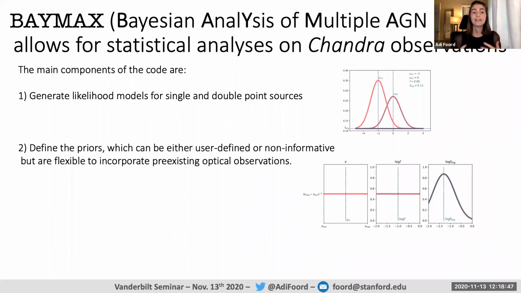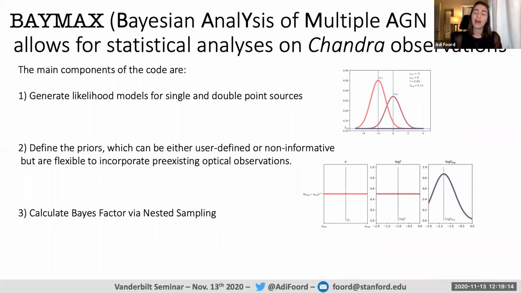So once you've generated likelihood models for single and double point sources and you've defined your priors, which can be either user-defined or non-informative, BAYMAX goes ahead and calculates the Bayes factor via a technique called nested sampling. If you remember, Bayes factor is a ratio of integrals, and the number of dimensions that you're integrating over is equal to the number of priors that you have.